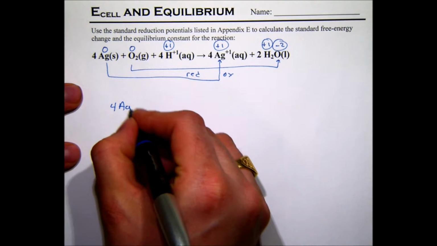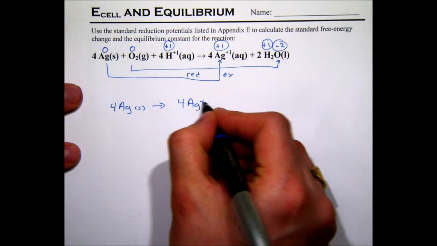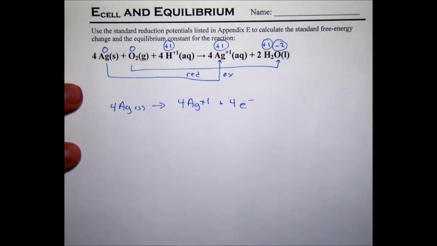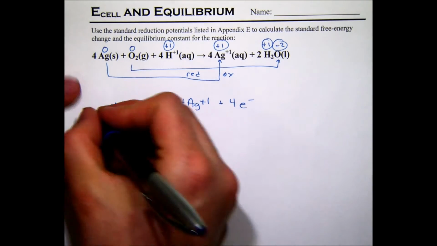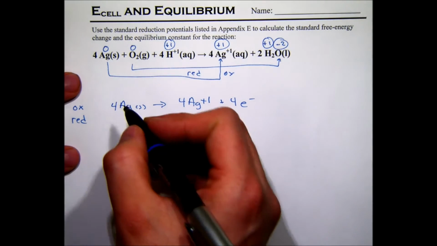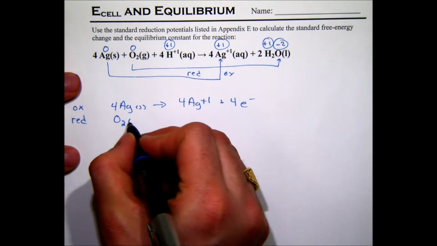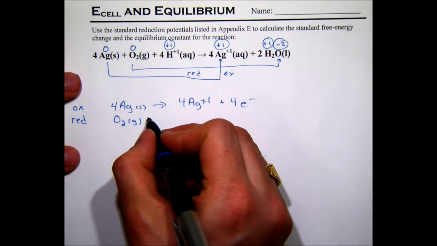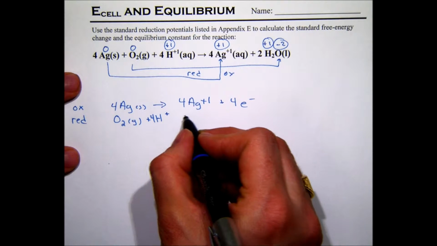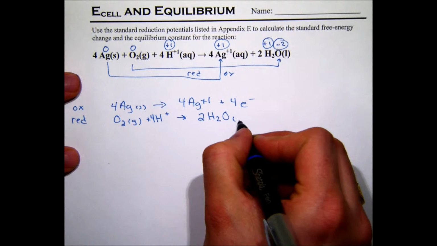So I'm going to write out my expressions for Ag solid going to 4Ag plus 1, plus 4 electrons to balance that. That's my oxidation. So I need to have a pair. So everything else has got to be in the reduction side. So we see oxygen gas plus H plus, 4 of them, going to 2 moles of H2O liquid.